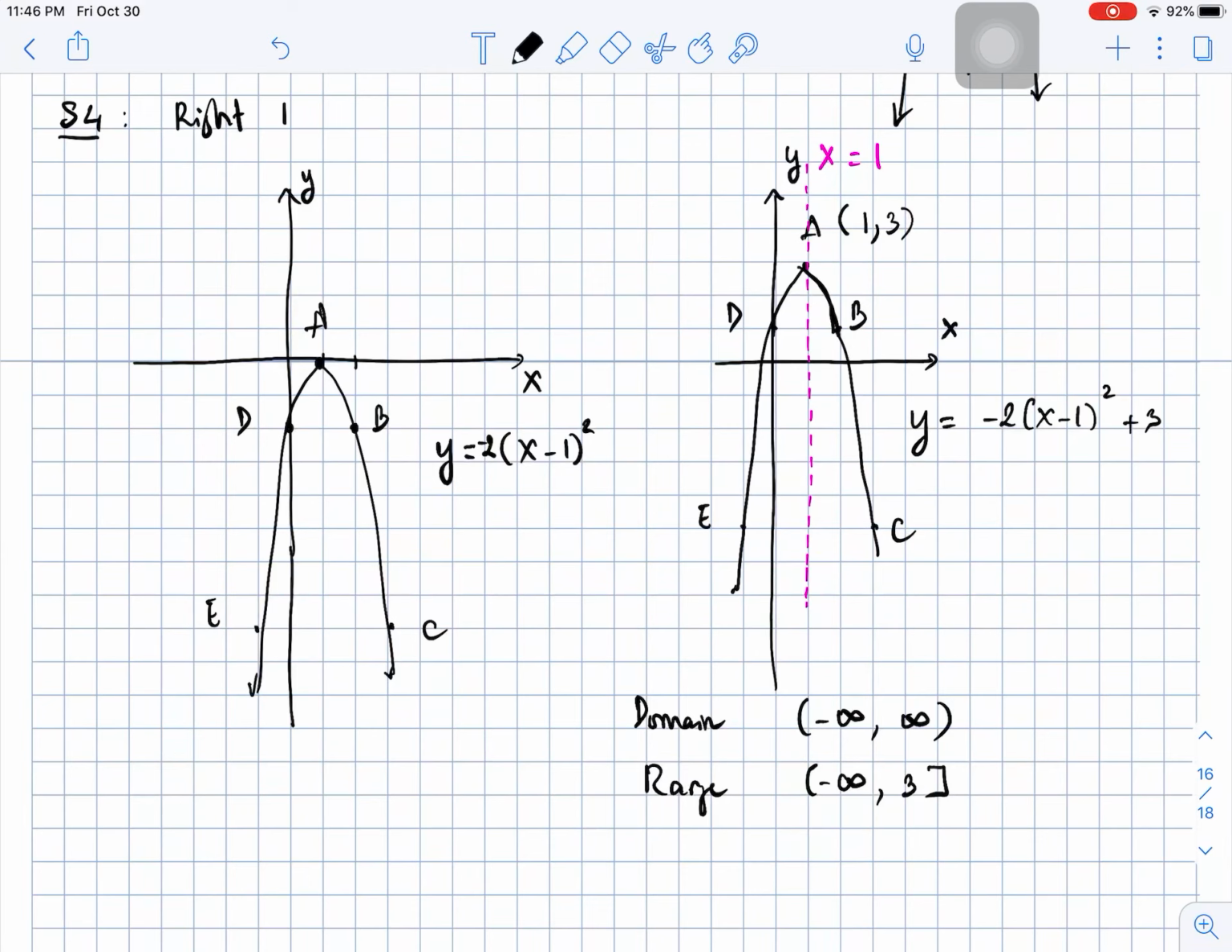The domain is the input, right? It is from negative infinity to positive infinity. The range is: the maximum of y is 3, and it's going down, so from negative infinity to 3.